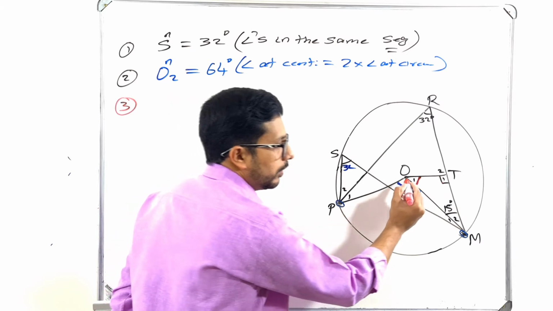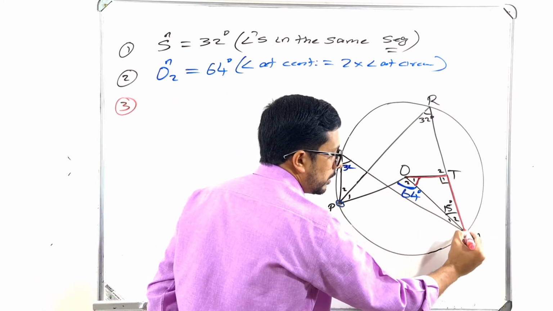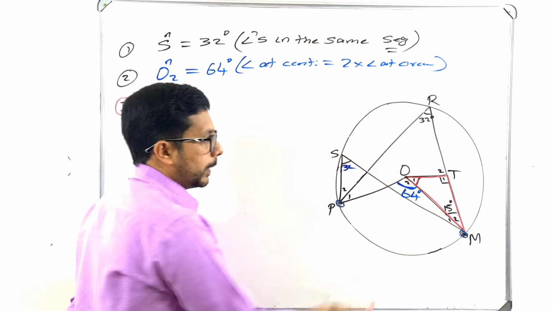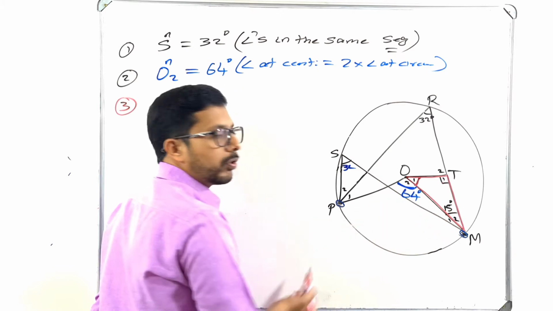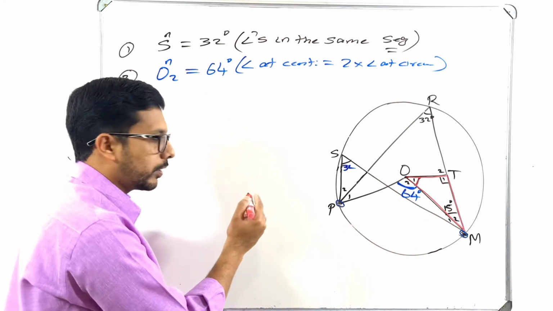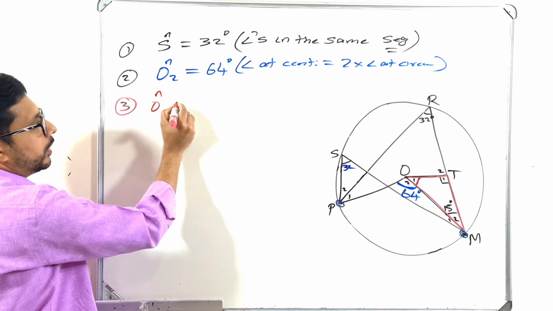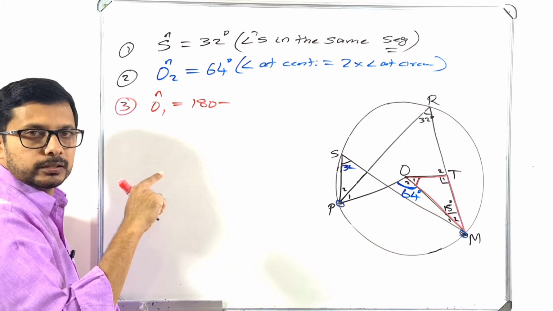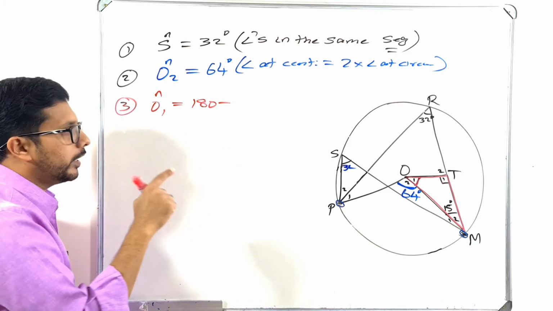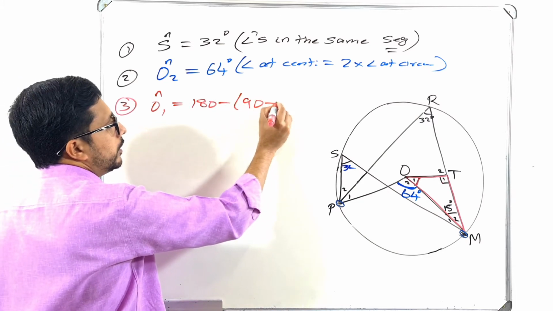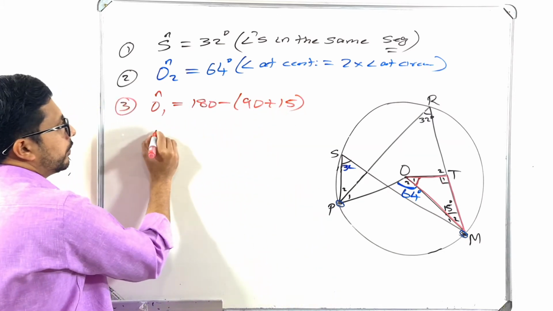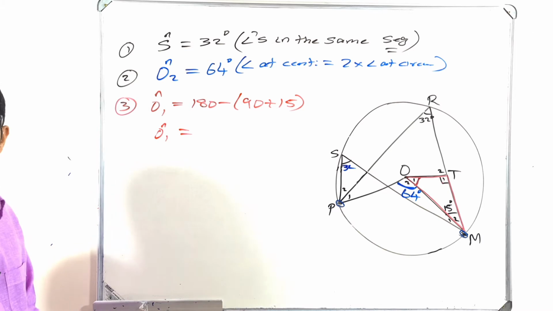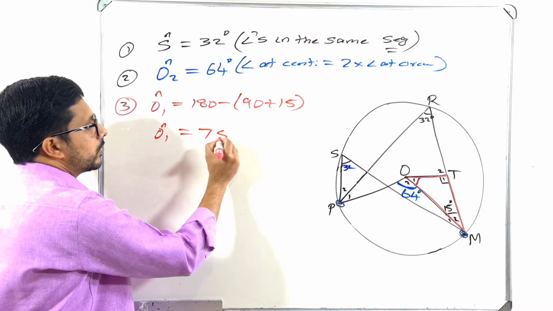So what is O1? In a triangle, this is a right angle triangle. Am I right? Anyway, right angle triangle or any triangle. This angle is 90 degrees, this is 15 degrees. So how can you find it? The sum of the angles in a triangle is 180. So angle O1 is equal to 180 minus (90 plus 15). Check in your calculator. 180 minus 90, 90 minus 15 is 75. So angle O1 is equal to 75.